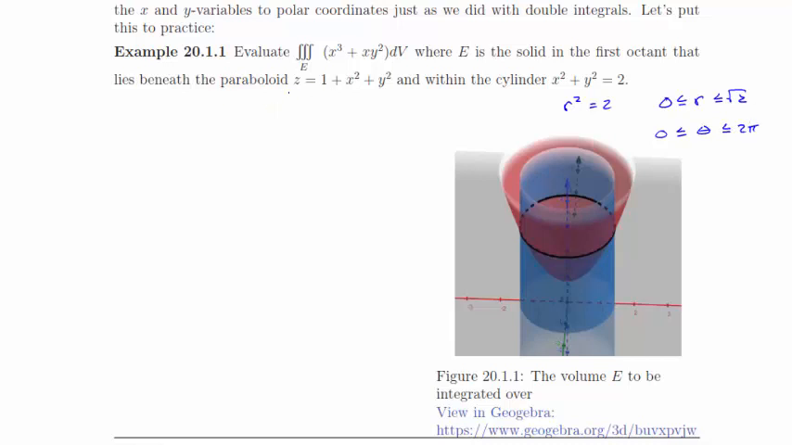And then our z values are going between the xy plane and z equals 1 plus x squared plus y squared, so that's giving that our z values are between 0 and 1 plus r squared when we put that into polar form. So we can set up our triple integral now.